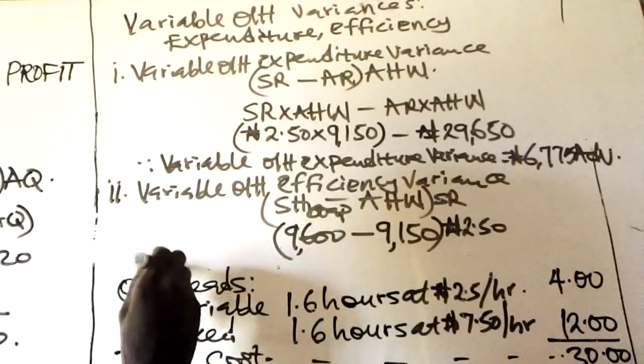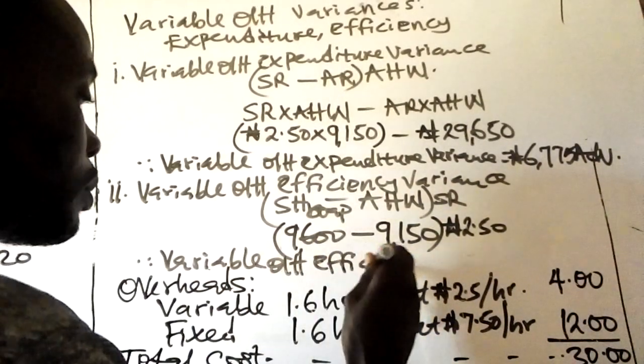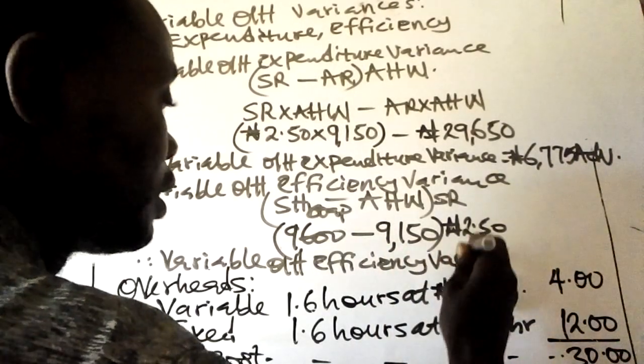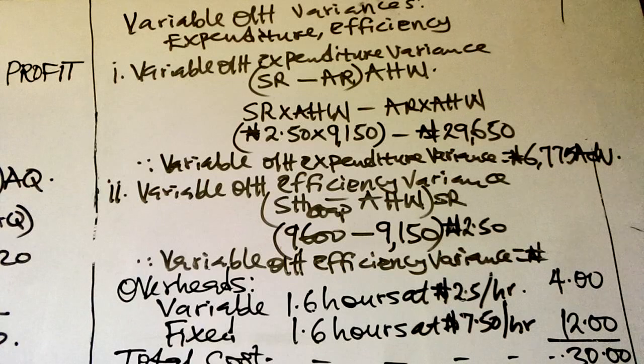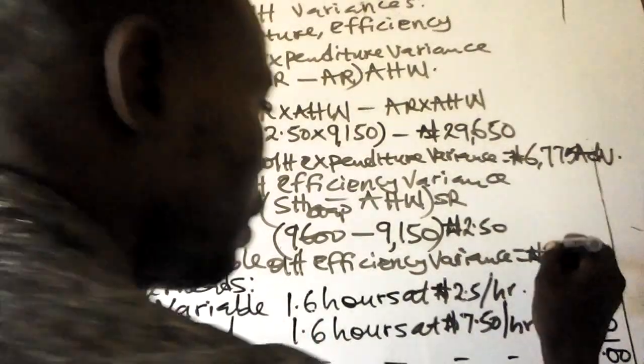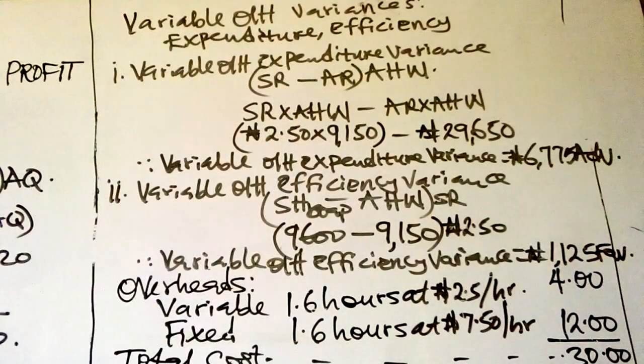Therefore, variable overheads efficiency variance will be 9,600 minus 9,150, then times 2.5. Then we have 1,125 favorable.